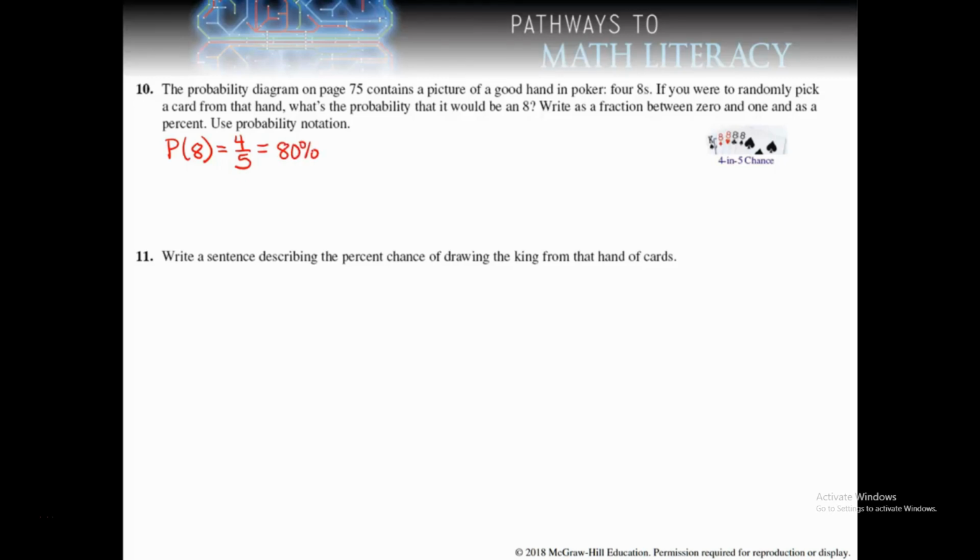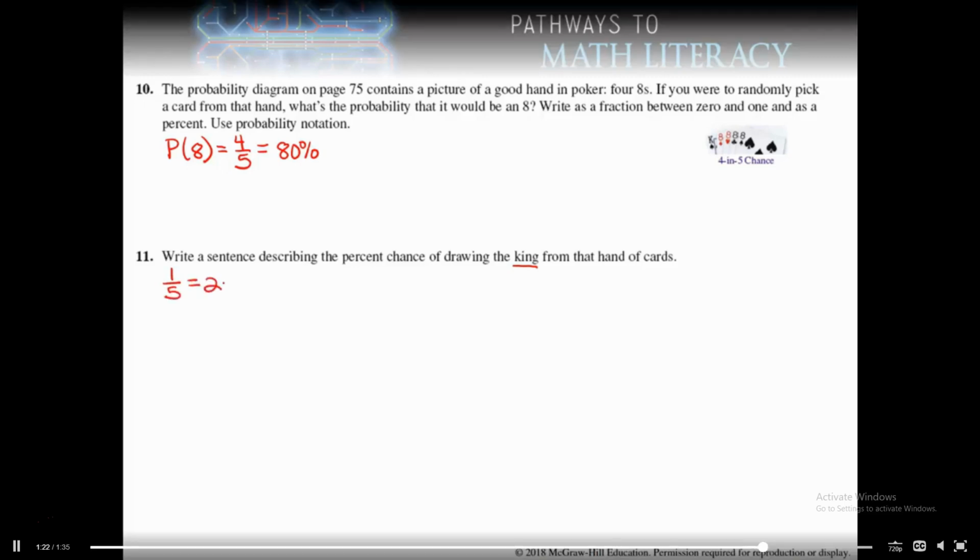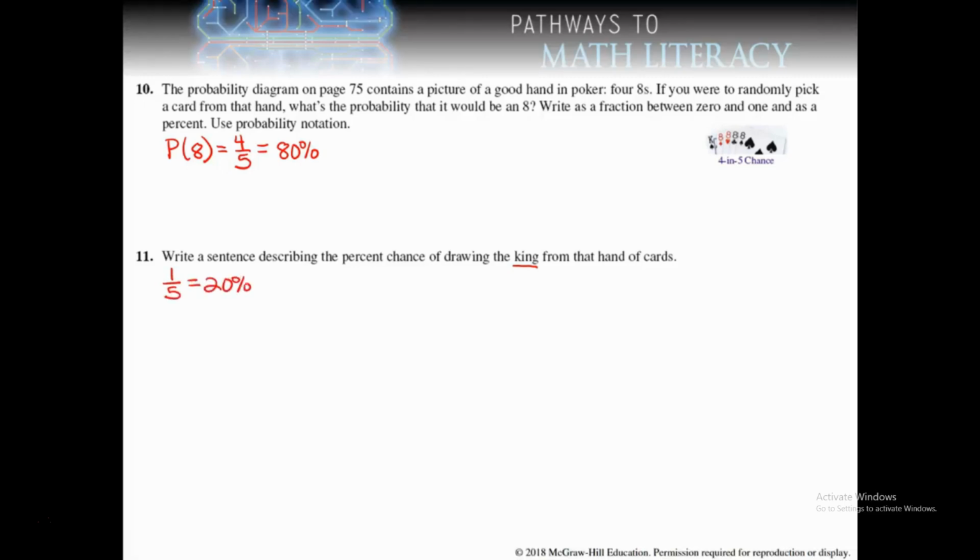Now in 11, it asks us to write a sentence describing the percent chance of drawing the king, not an 8. Well, for the kings, there's only one king out of 5 cards. So the percent chance would be 1 out of 5, which comes out to 20%. Writing that as a sentence, we have a 20% chance, if we draw one card from that hand, of choosing a king.